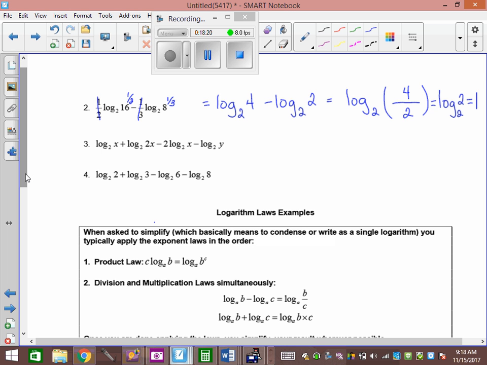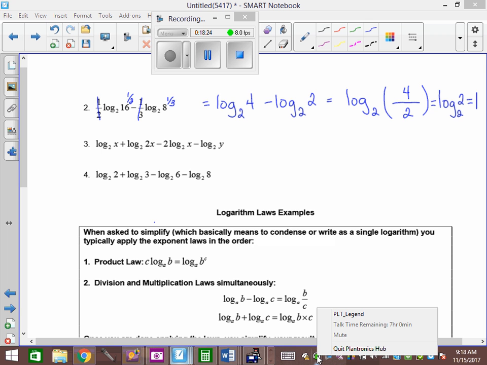I don't know what just happened. I did that thing again. It says mute off, but hopefully it's actually off.